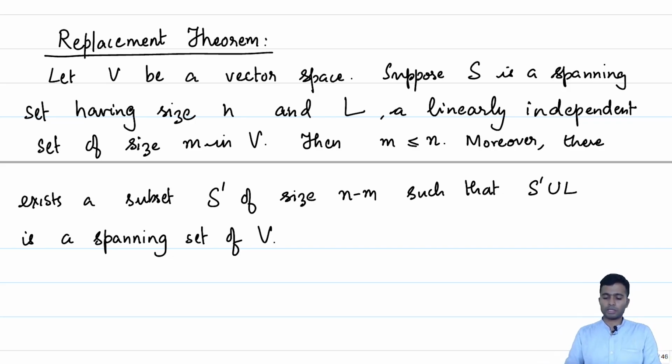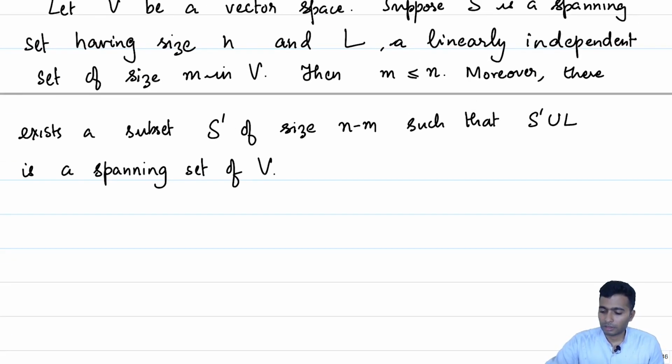Okay, so the theorem might look a bit complicated, but one thing which we can immediately conclude from this replacement theorem is that no matter what linearly independent set you take and no matter what spanning set you take, the size of a linearly independent set should be less than or equal to the size of a spanning set. That is the first conclusion. And then the second part says that in the spanning set, you can replace many elements with elements in capital L and get hold of a new set which will continue to be a spanning set.